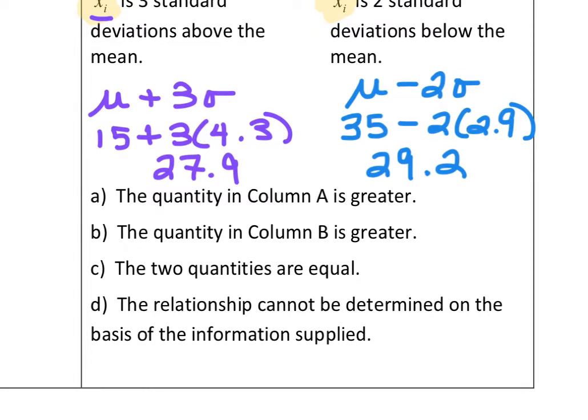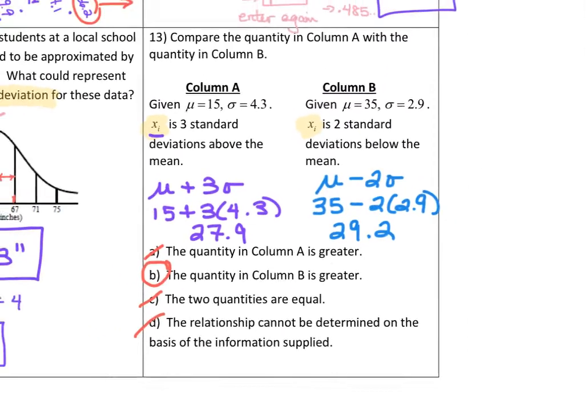And in this case, the quantity in column A is definitely not greater. The quantity in column B is greater. The two quantities are not equal, and the relationship, yes, it can be determined. So your answer there is letter B.